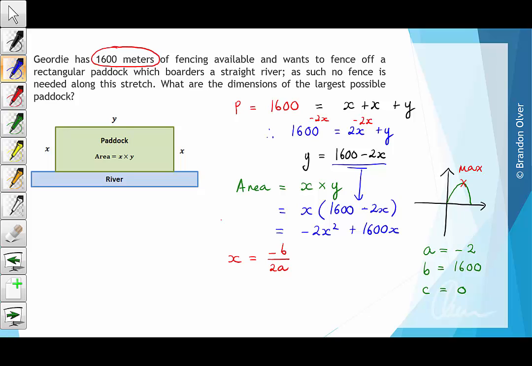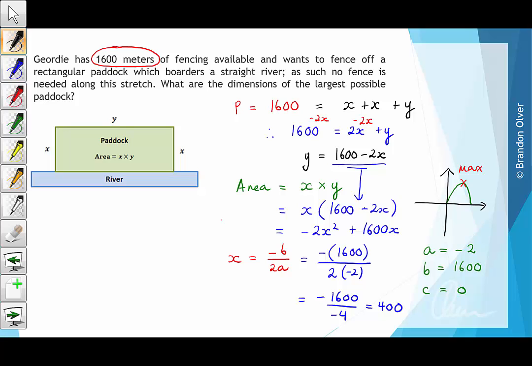If we put that in, we get minus b, which is minus 1600, over 2a, where a is minus 2. That's the same as negative 1600 divided by negative 4, which is 400. So we know that x equals 400 gives us the largest possible dimensions, the largest area.